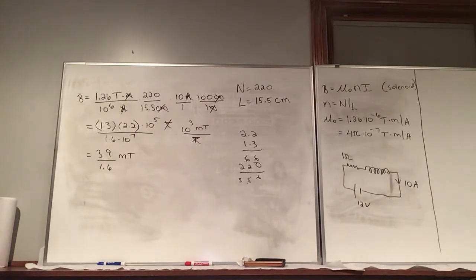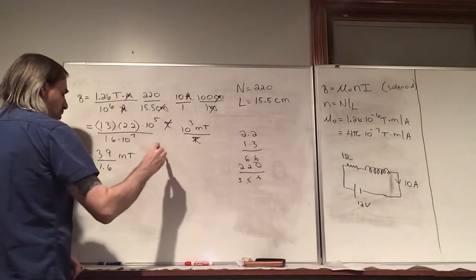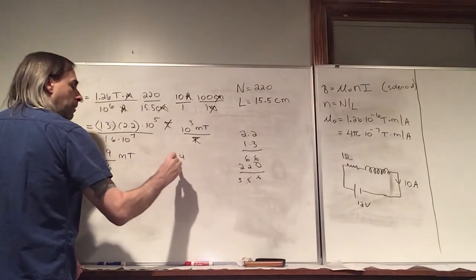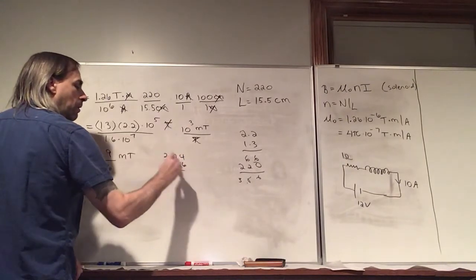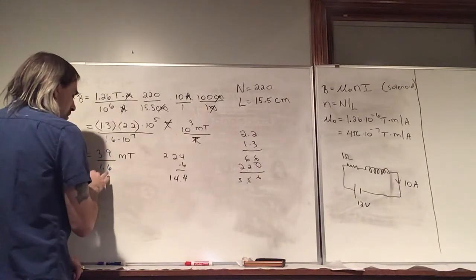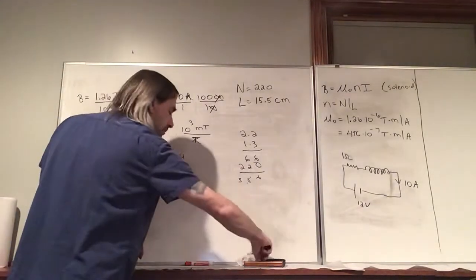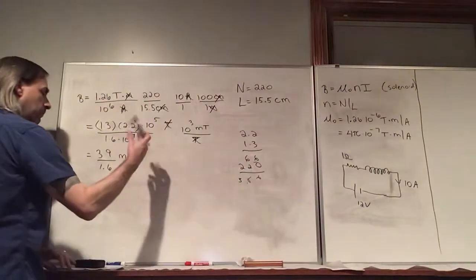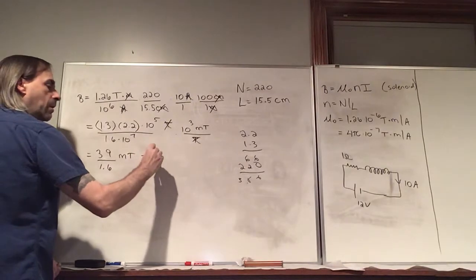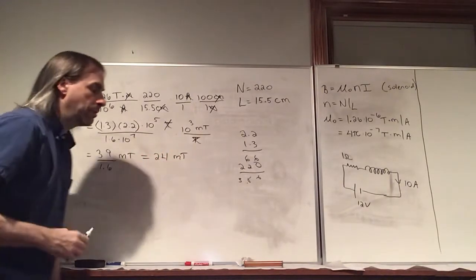Let's see. I think it's around 2.4. Or sorry, 24. Let me check something. Yeah, that's about right. So what we get for this particular solenoid is around 24 milliteslas.